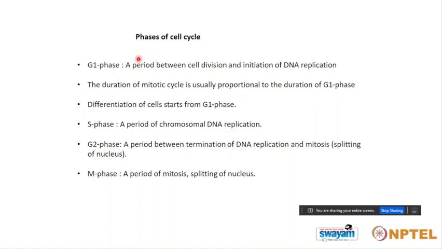So these are the 4 different phases of the cell cycle. Usually the G1 phase occurs between cell division and initiation of DNA replication, and the S phase occurs during chromosomal DNA replication, and G2 phase occurs between the termination of DNA replication and the initiation of mitosis. After that, M phase occurs. So this is how cell cycle phases progress.